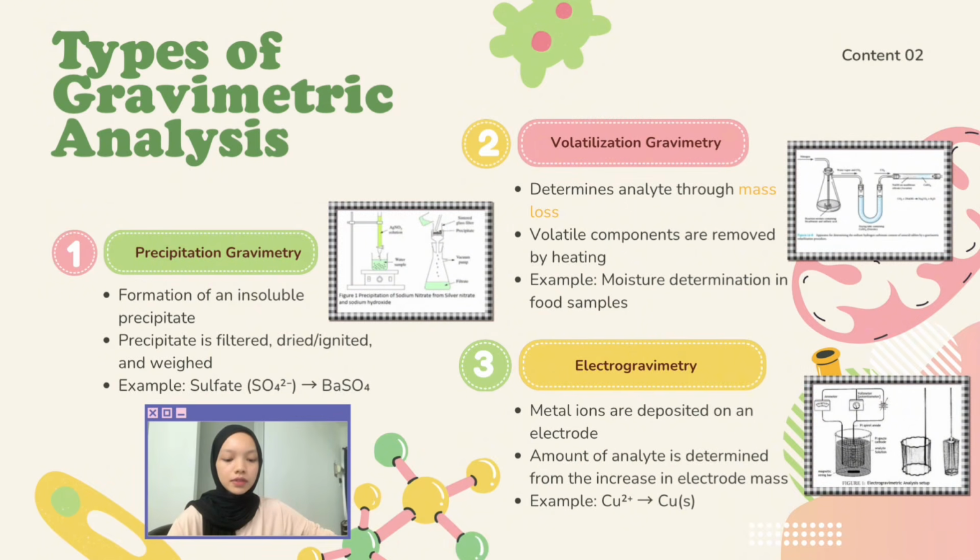The second type is volatilization gravimetry. In this method, the analyte or one of its components is converted into a gas by heating. The amount of analyte is determined from the change in mass. A common example is moisture analysis, where the decrease in sample mass represents the amount of water removed. The third type is electrogravimetry, where metal ions are deposited onto an electrode using electrolysis. The increase in the electrode's mass corresponds directly to the amount of analyte present. This technique is commonly used for metals such as copper.